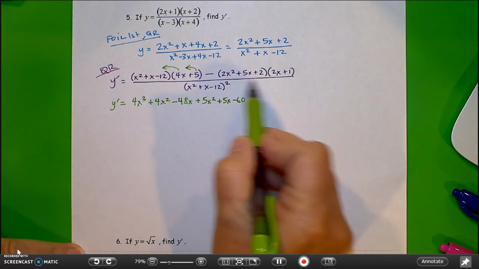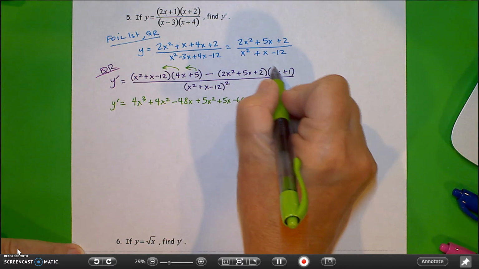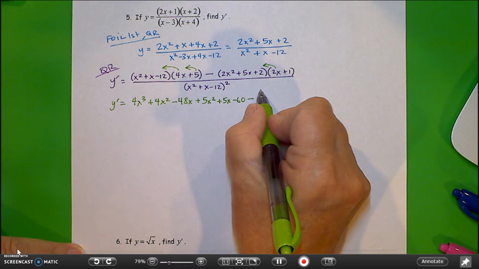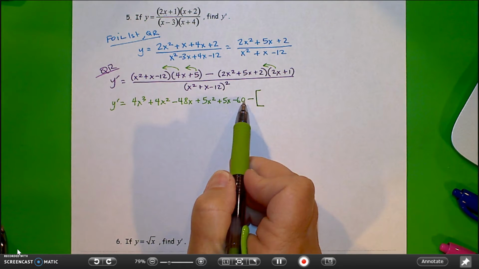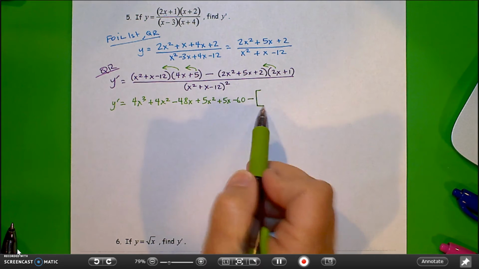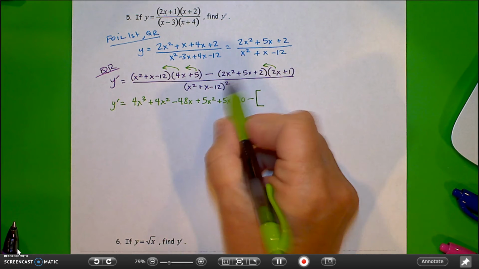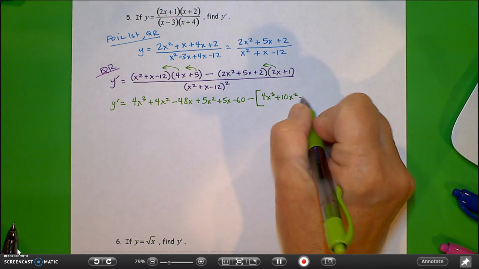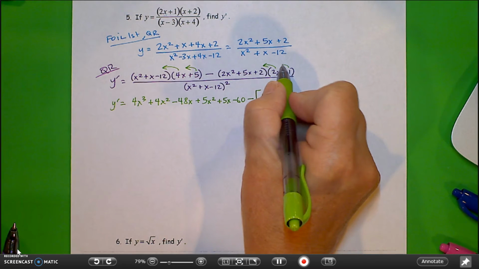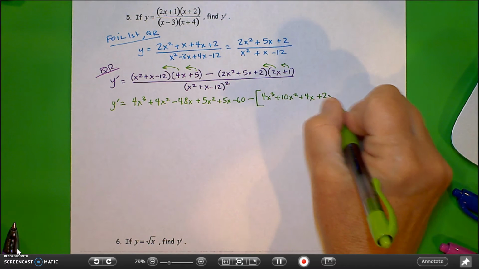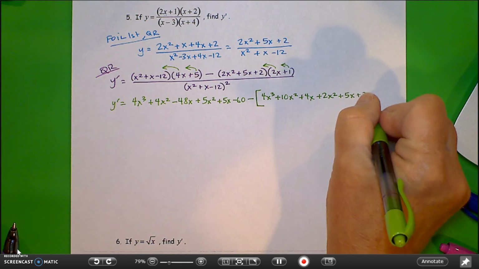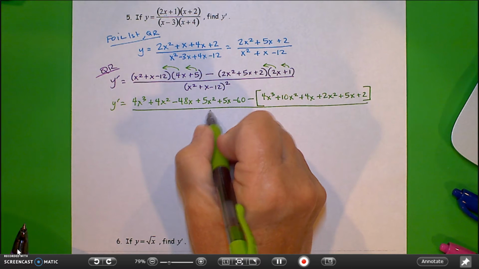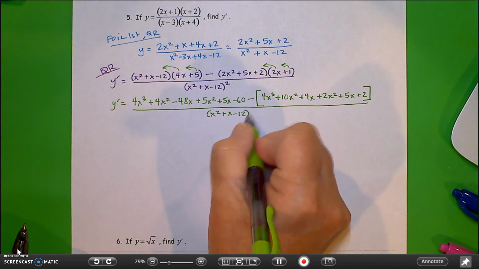Then I'm going to do the same thing over here. Trinomial times a binomial. I'm going to distribute the 2x. But before I do that, this is a minus, so I want to be careful that I don't lose that minus sign and make a sign error. So I'm just going to put it out in front of all of this work. So here we go, 2x gives me 4x cubed plus 10x squared plus 4x. Now to distribute the 1: plus 2x squared plus 5x plus 2. All over the denominator. I don't want to multiply anything out in the denominator. Leave it just like it is.